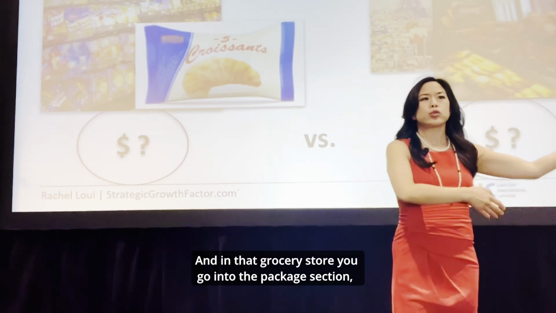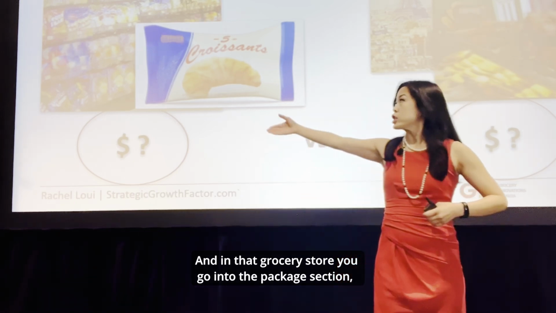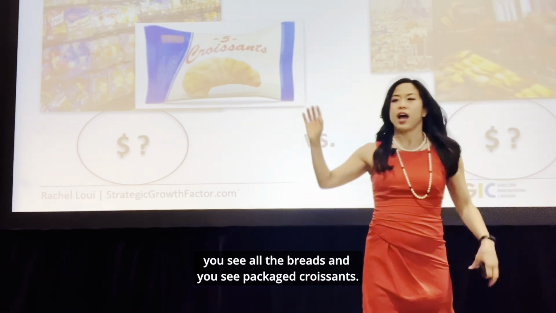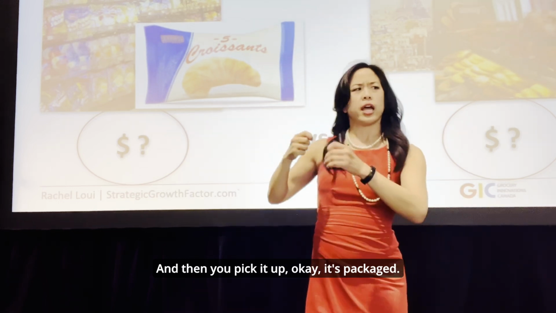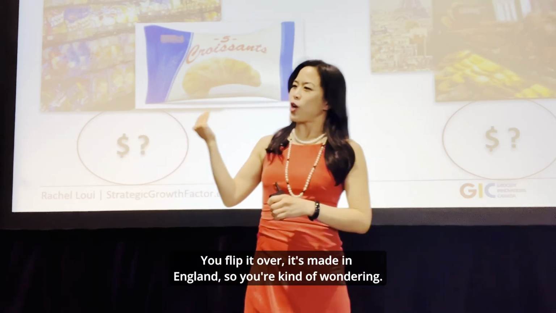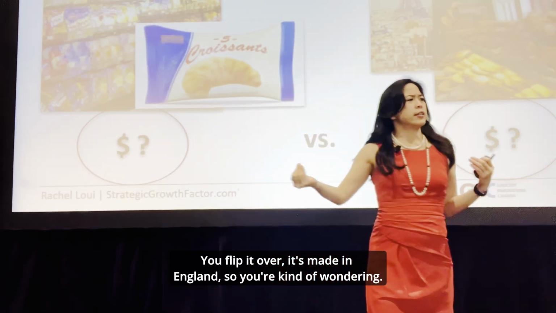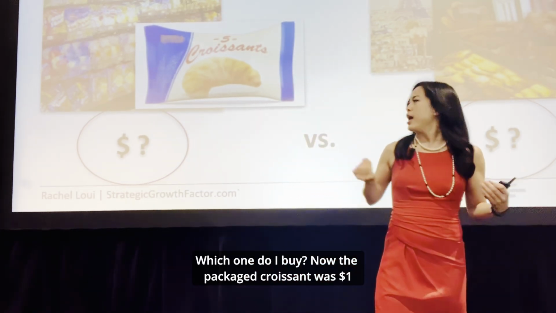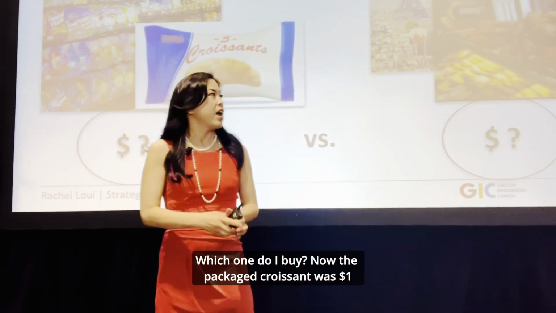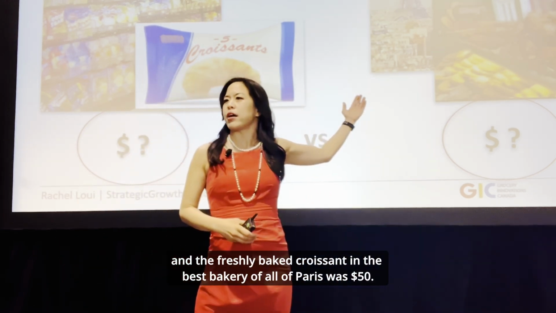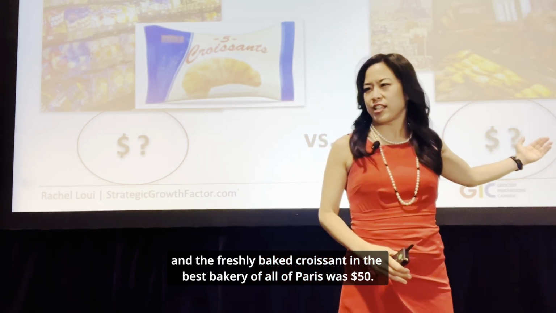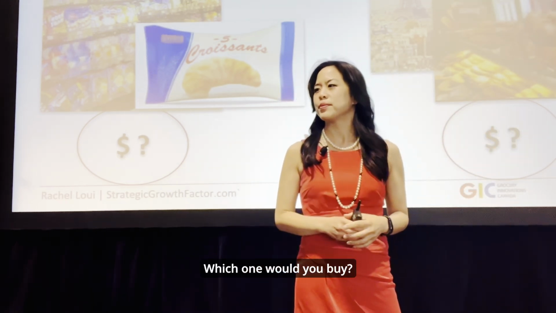So you keep on walking, you see this whole line of people, and next door to that store, there's a grocery store. And in that grocery store, you go into the package section, you see all the breads, and you see packaged croissants. You flip it over, it's made in England. So you're kind of wondering, which one do I buy? Now, the packaged croissant was $1. And the freshly baked croissant in the best bakery of all of Paris was $50. Which one would you buy?